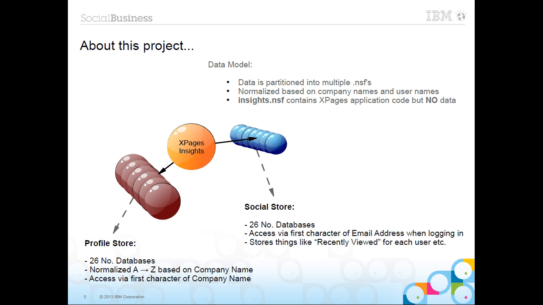Secondly, there is the social store. Again, this contains 26 databases, normalized A through Z, and programmatic access is carried out via the first character of the username or email address when logging in. The social store is used to store things like a recently viewed profile list for each user, etc.